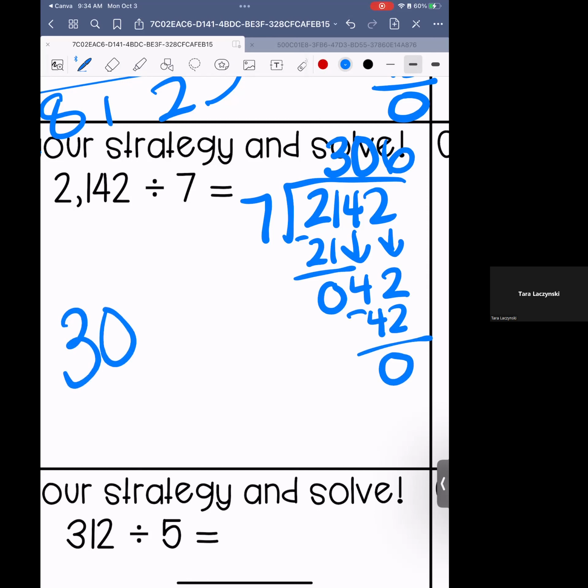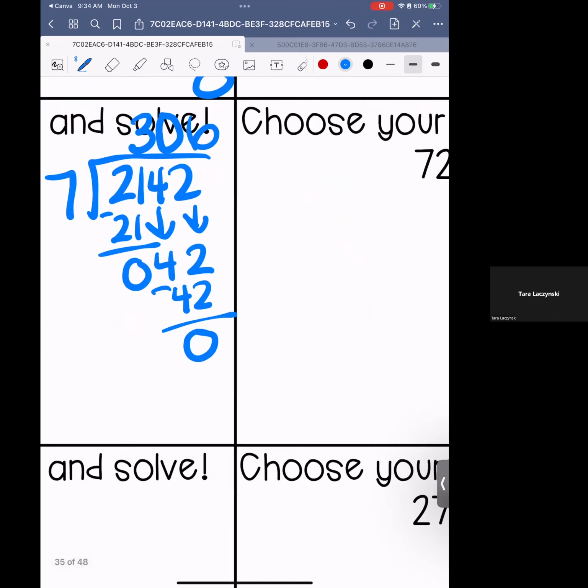Our answer is 306. Remember, I can check this with multiplication. So if I forgot to put my 0 in and I just got 36 and I multiplied that by 7, I would see that my answer is way too small.